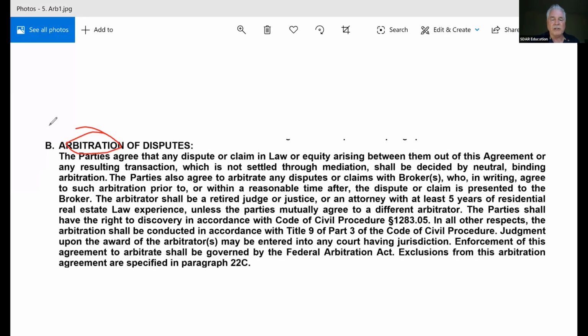So parties agree that any dispute or claim in law or equity. Why do they say that? Because hypothetically, there are two court systems in our country. One is a court of law, one is a court of equity. The court of law says, here's black letter law. Court of equity says, well, it wouldn't be fair. You know, we like fair, right? So that's like court of equity. It's just not right, okay?